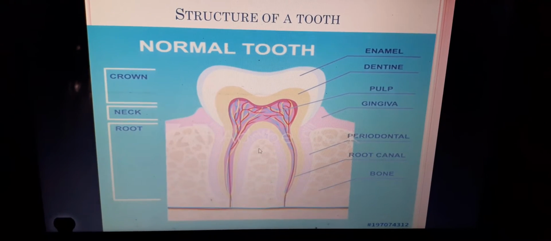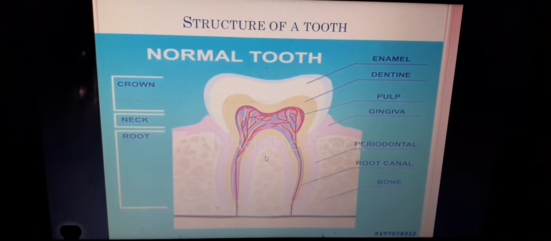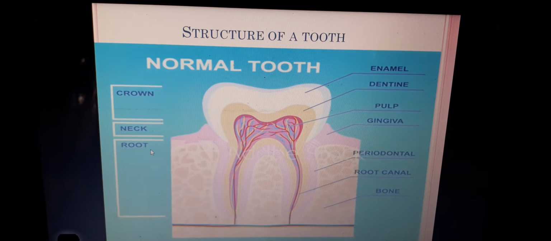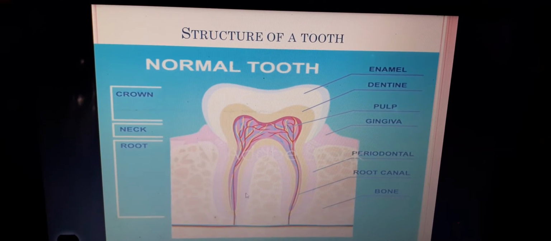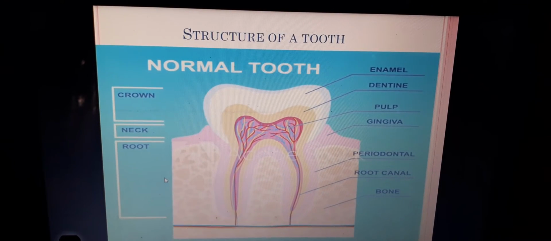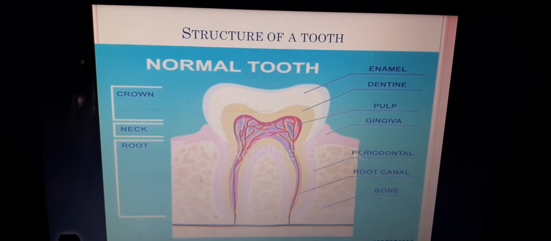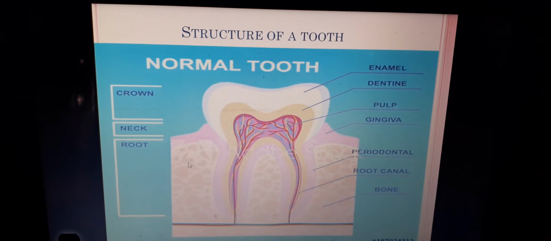Now this is the detailed structure of a tooth. First you see the root. The part of the tooth embedded into the jaw is known as the root.